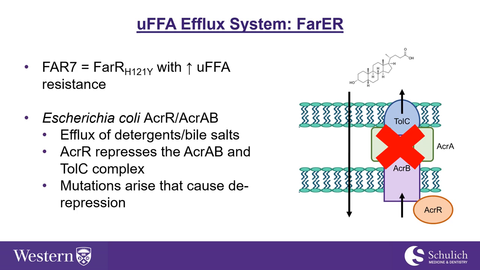The most well-known example of a TetR family regulator and RND pump interaction is the AcrR-AcrAB interaction in E. coli. The TetR regulator AcrR represses the AcrAB RND pump in complex with TolC, allowing for the efflux of bile salts, a compound that is similarly hydrophobic to UFFA. Similar to FarR7, mutations arise in AcrR during selective pressure caused by antibiotic treatment. The result is de-repression of the efflux pump and resistance to structurally dissimilar compounds such as tetracycline.